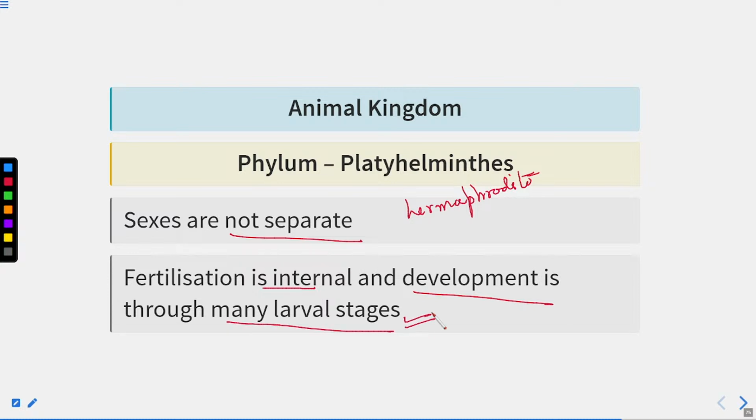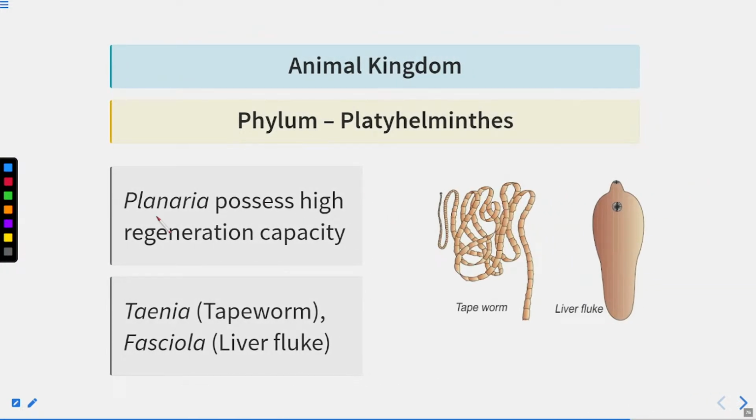So which phylum shows many larval stages? You must remember phylum Platyhelminthes. A question like this can be asked. Planaria possesses high regeneration capacity, and Taenia, the tapeworm, is an example. Also Fasciola, the liver fluke. So these are 3 examples present in your NCERT, and you must remember them.